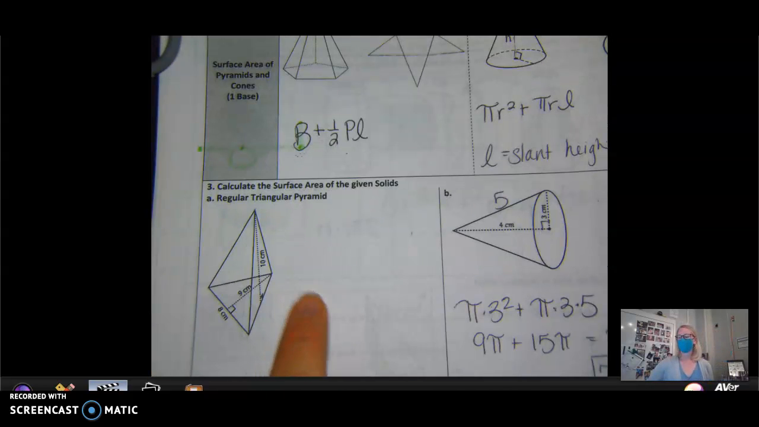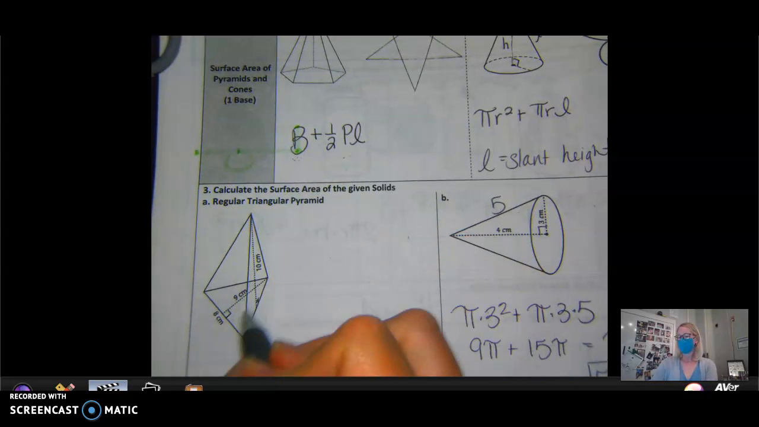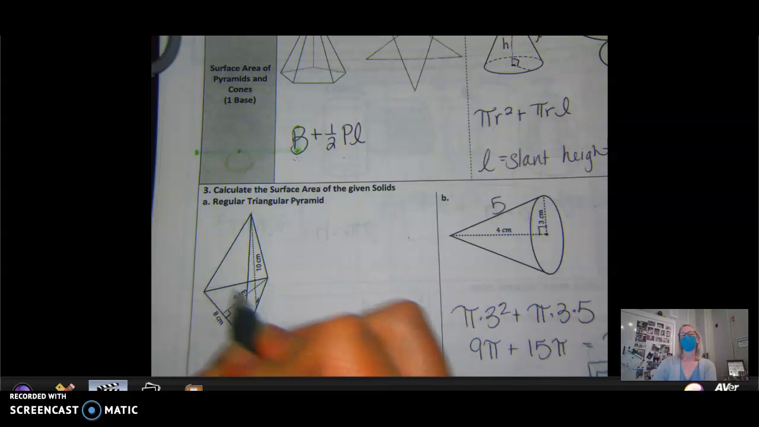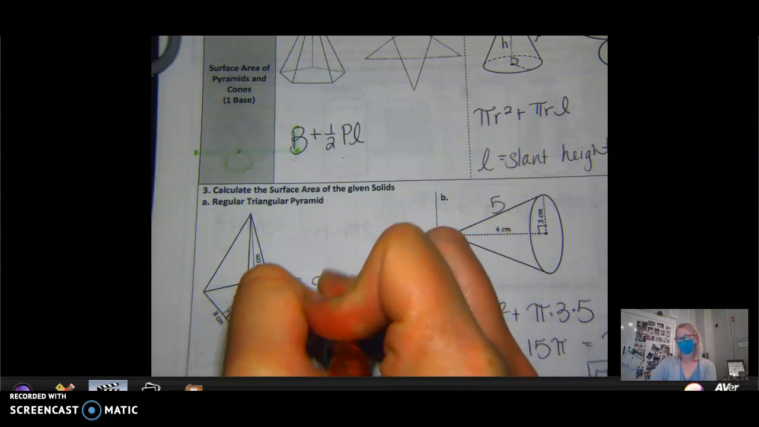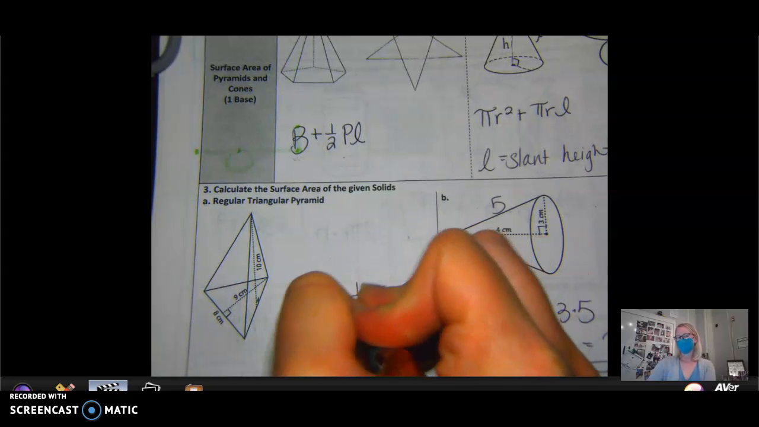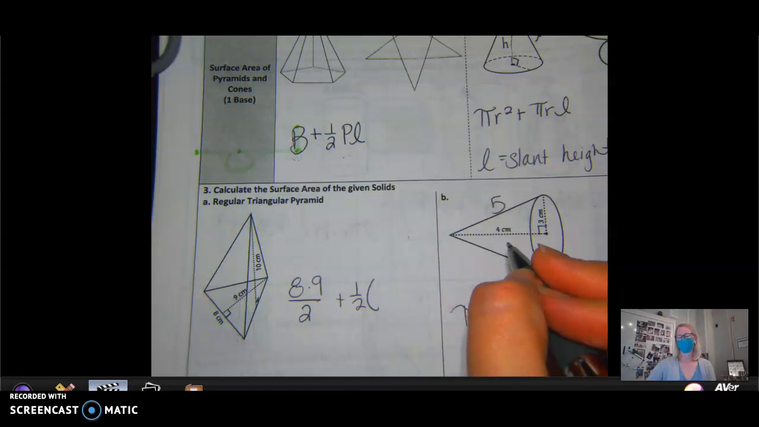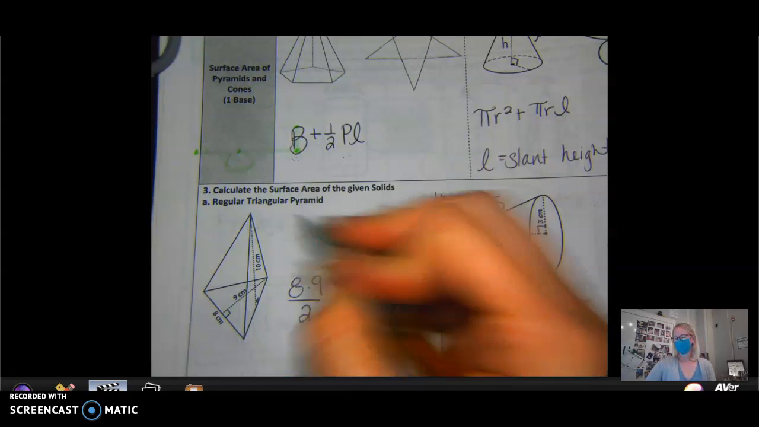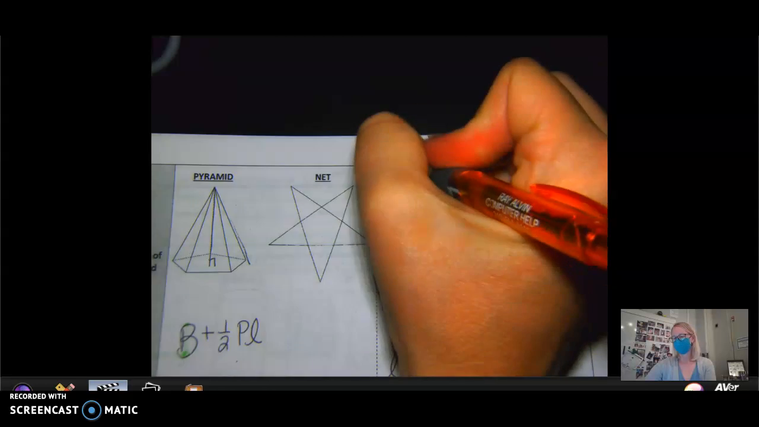With that knowledge, I want you to try number 3. Area of the base. How do you find the area of this base? It's a triangle. So how do I find area of that triangle? Base times height, divide by 2, right? To that, I'm going to add 1/2 times my perimeter. Well, it's a regular polygon, so if this is 8, that means this is 8 and this is 8. So what's that perimeter? Times my slant height, which they put on there, of 10. 6 on that. Guys, change this. This is not a cylinder. This is a cone.